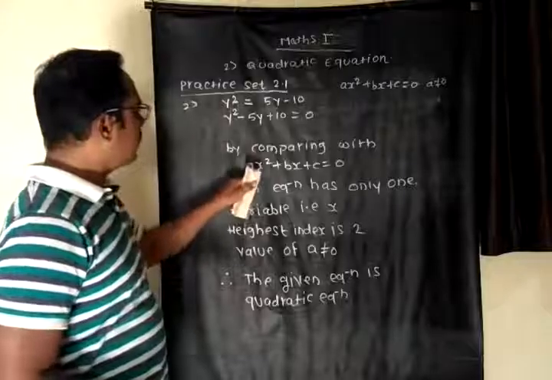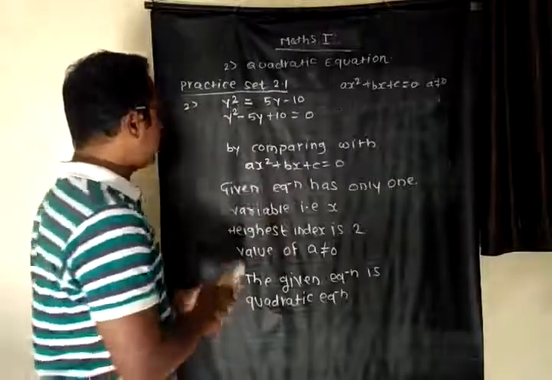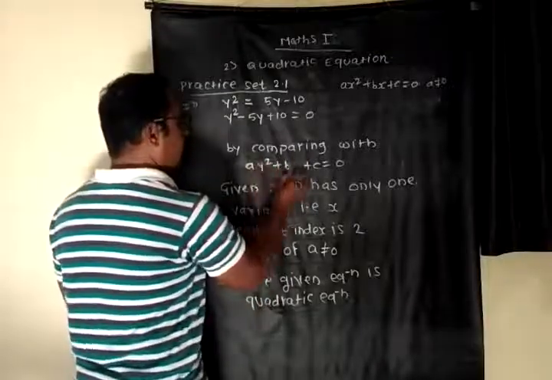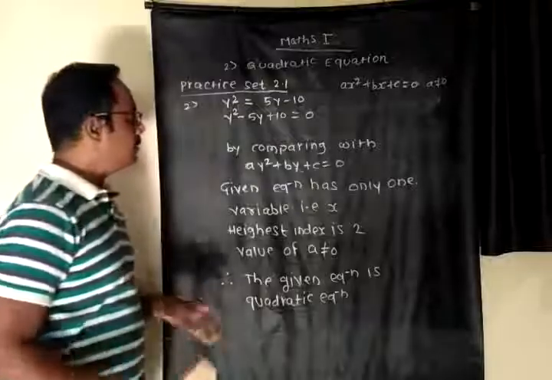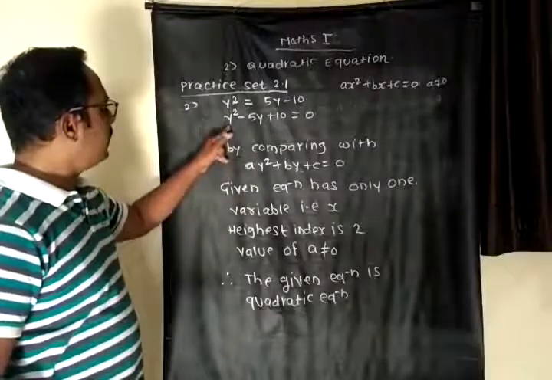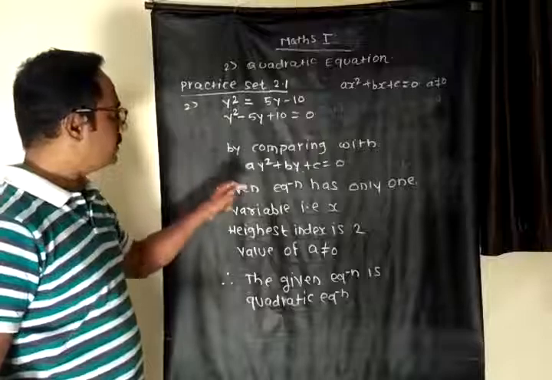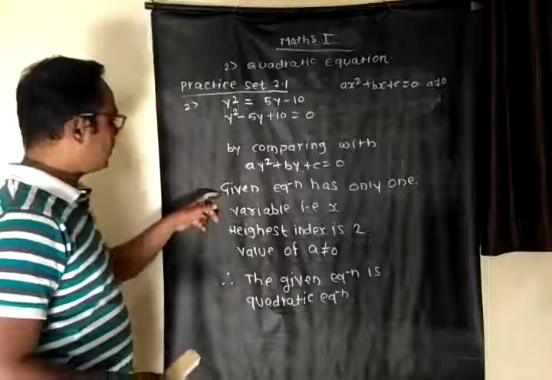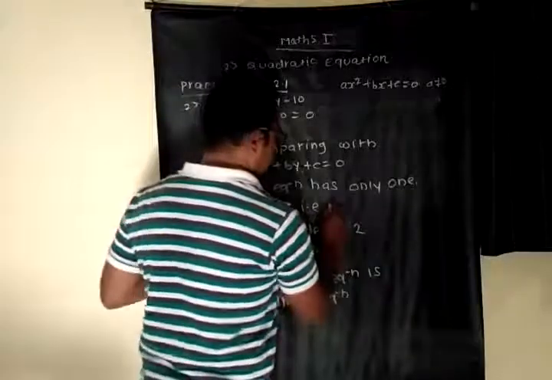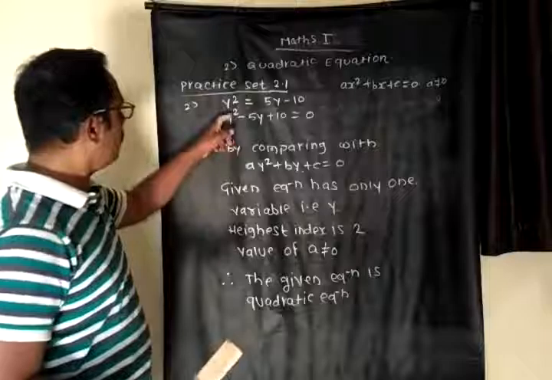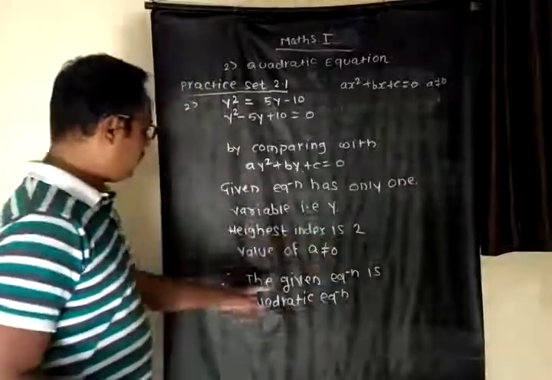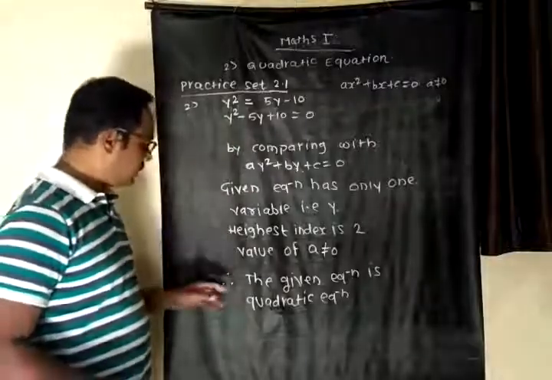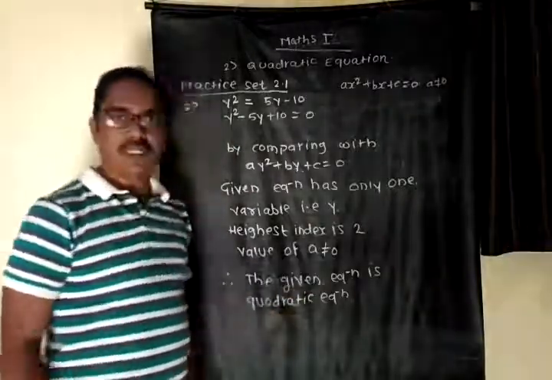Now we will compare this equation with the standard form. Here, instead of ax square plus bx plus c, we write ay square plus by plus c is equal to 0, because the variable is y, not x. The given equation has only one variable, that is y. Also the highest index is 2 and the value of a is not equal to 0, that is, the value of a is equal to 1. So we can say that the given equation is also a quadratic equation.